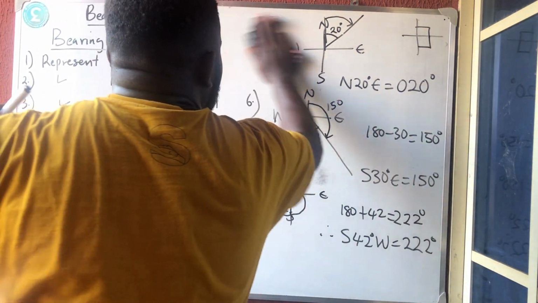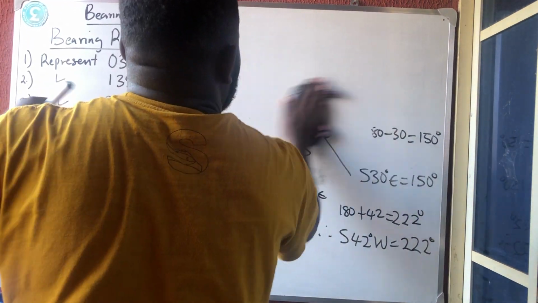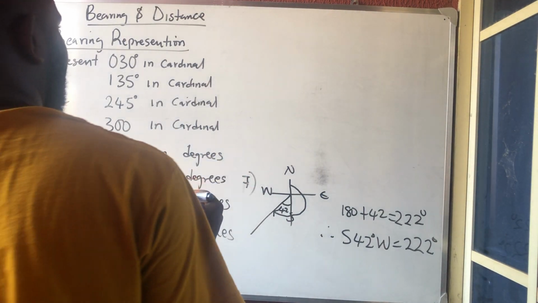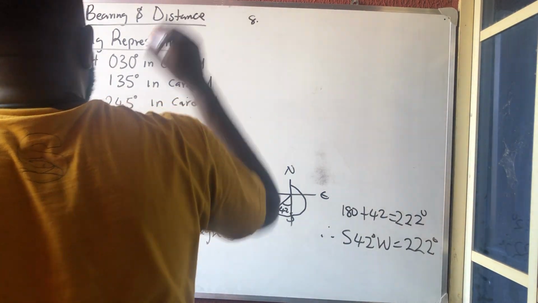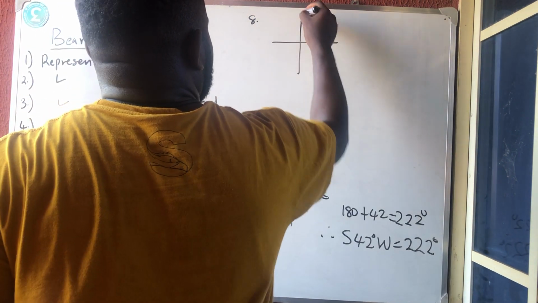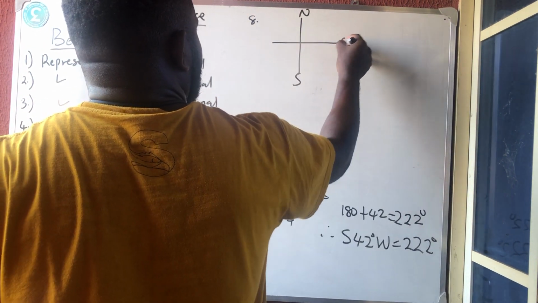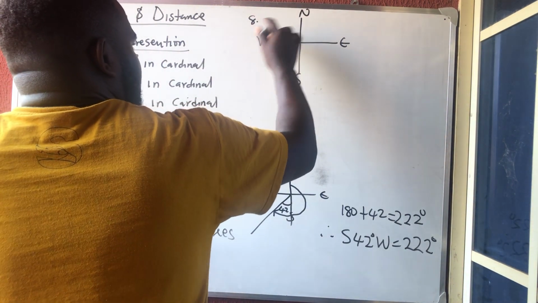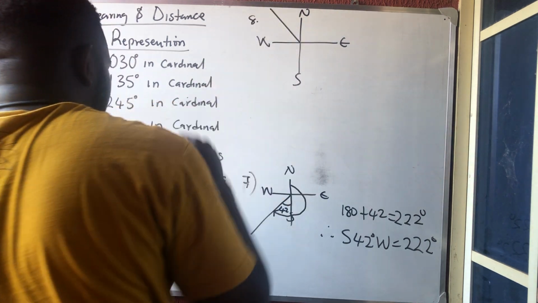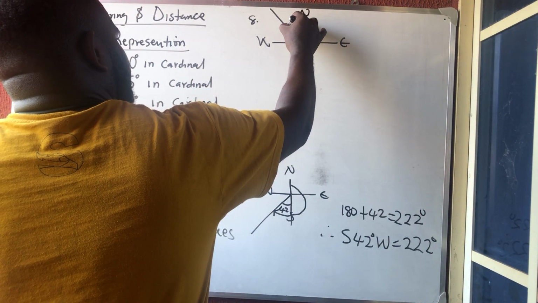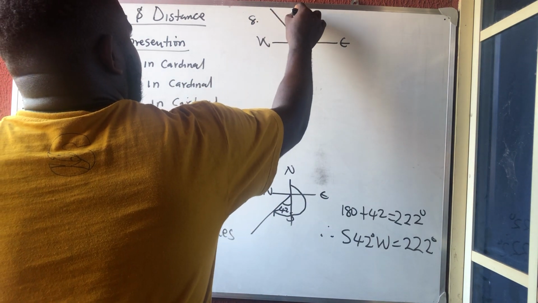The last but not the least, which is number 8. Let's draw it first. This is my north, south, east, and west. So they say in between north and west, just draw a line. But the angle you are making must be with the north. So I'm making the angle with the north, which is 27.